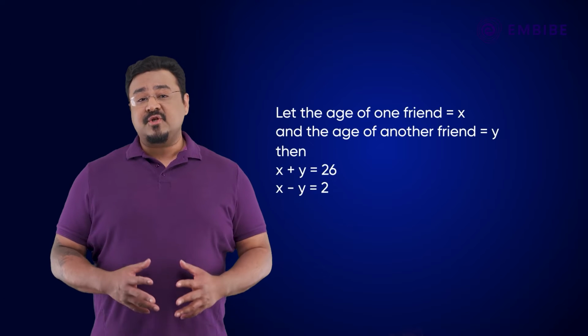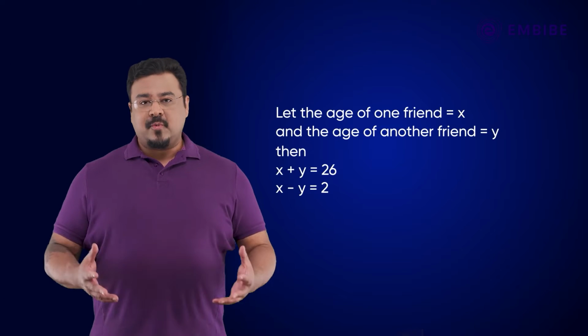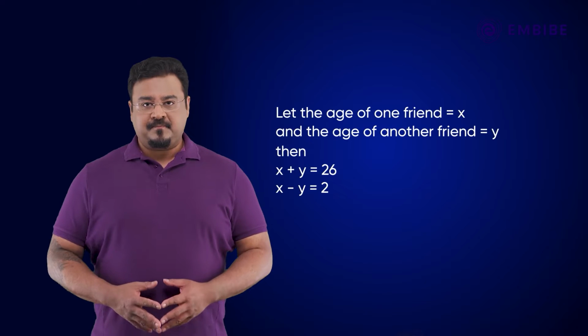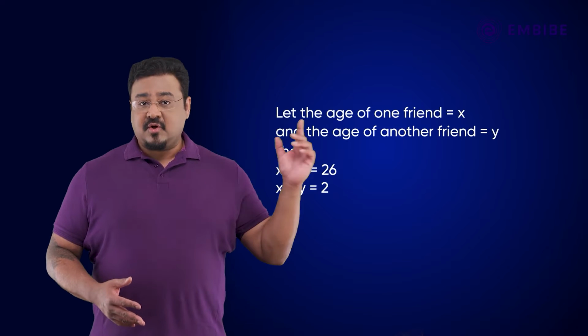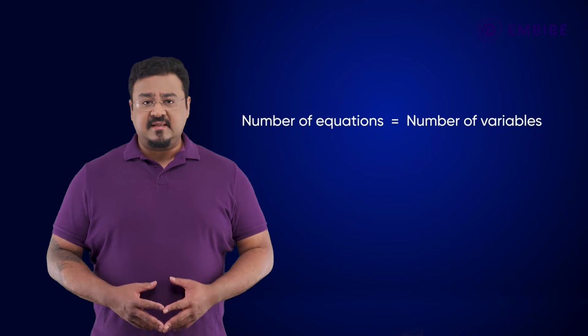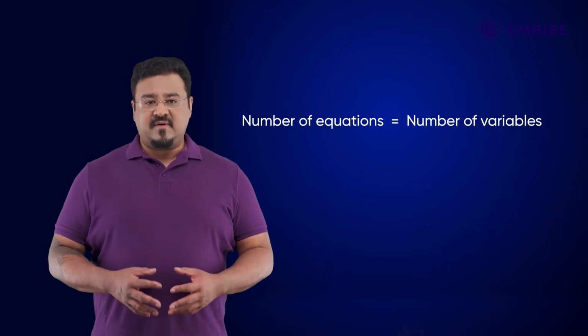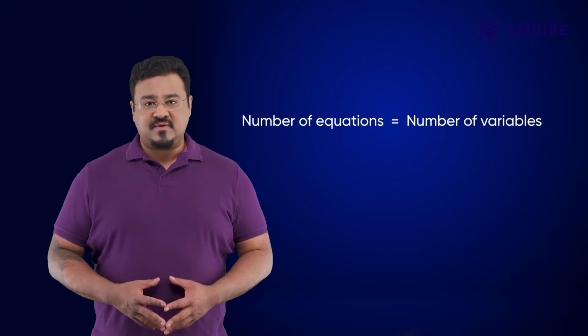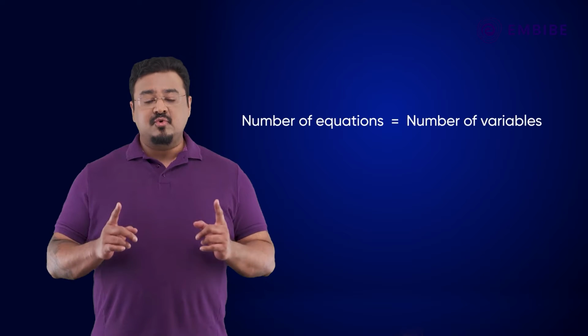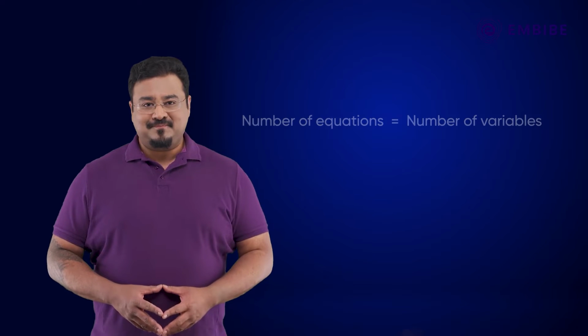The sum of the ages of two friends is 26 and the difference is 2. Find the ages of both friends. We can solve these types of linear equations where the number of equations in the system of equations is equal to the number of variables using Cramer's rule.